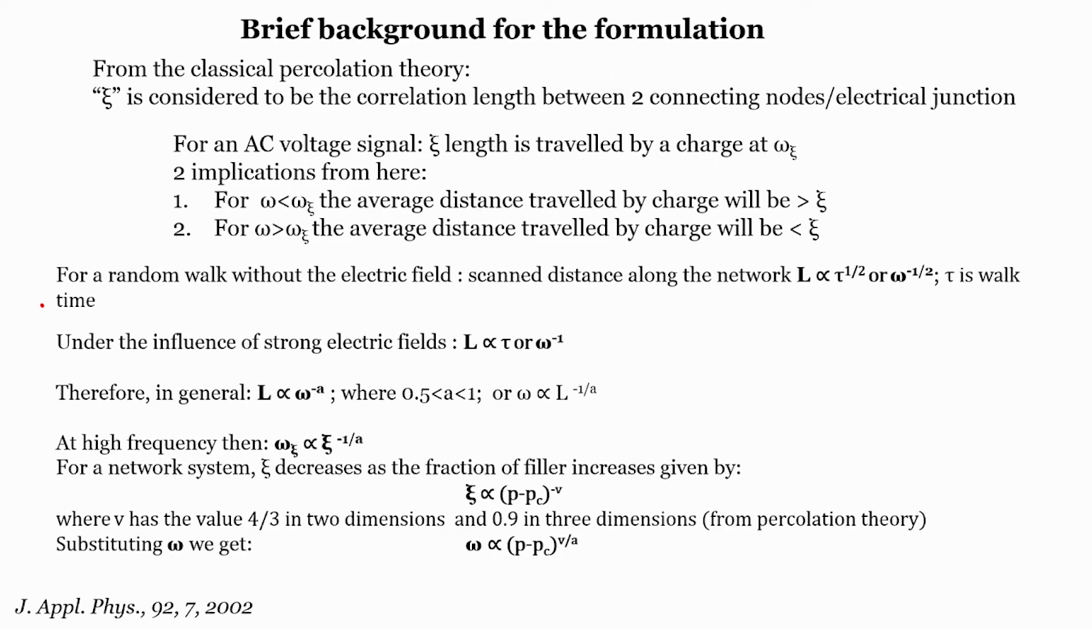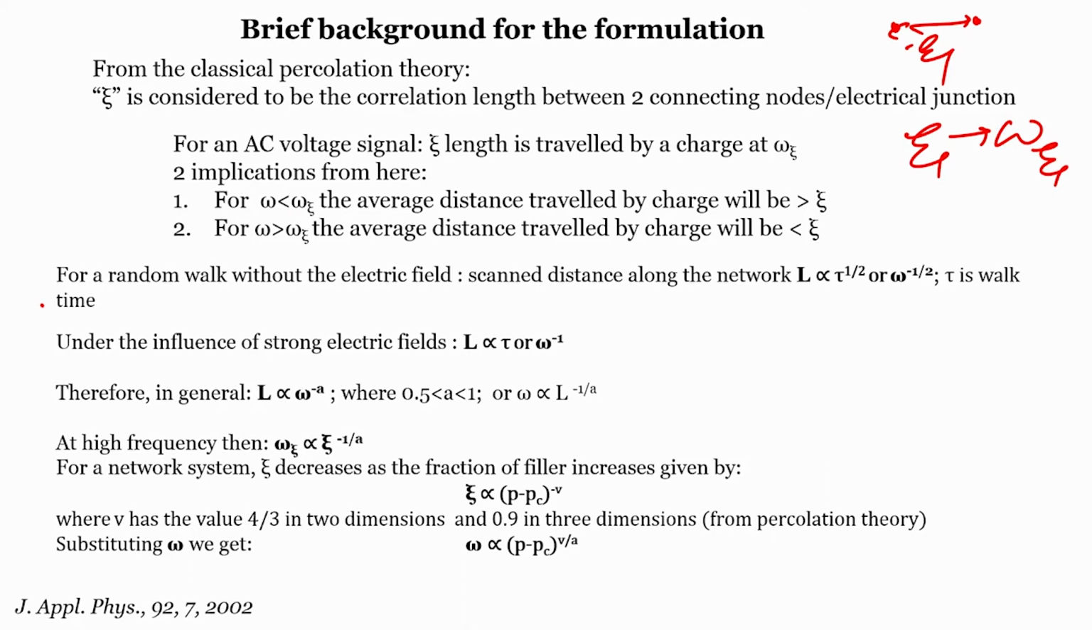This is just to give you a glimpse into what goes in deriving these laws, which can govern the electron transport in disordered systems. We have talked about the correlation length psi, that is the distance between two junctions or two nodes in a disordered system. And then we talked about how this can be correlated to omega, and we saw two cases, omega less than omega psi and omega greater than omega psi.